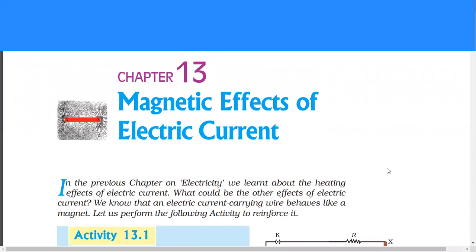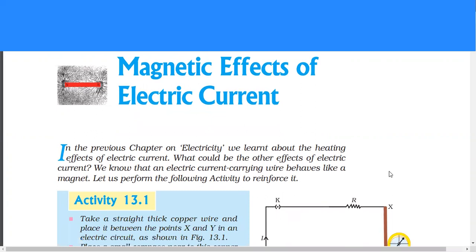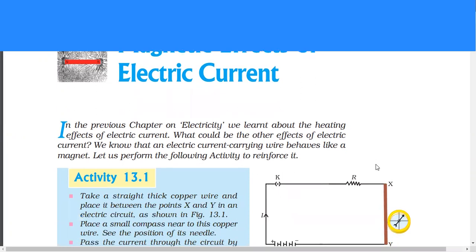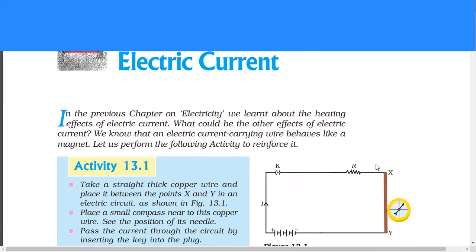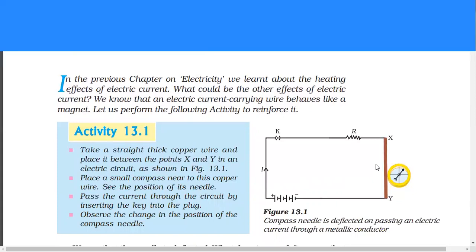Today I'm going to read chapter 13, Magnetic Effects of Electric Current, class 10 from the NCERT book. So let's get started. In the previous chapter on electricity, we learned about the heating effects of electric current. What could be the other effects of electric current? We know that an electric current carrying wire behaves like a magnet. Let us perform the following activity to reinforce it.